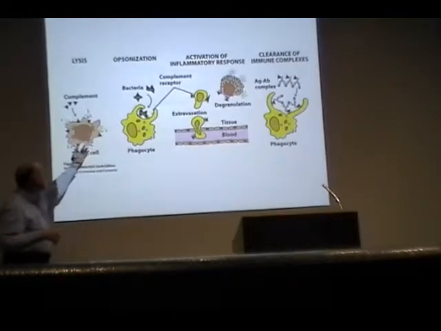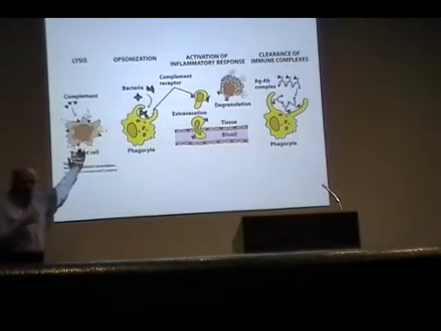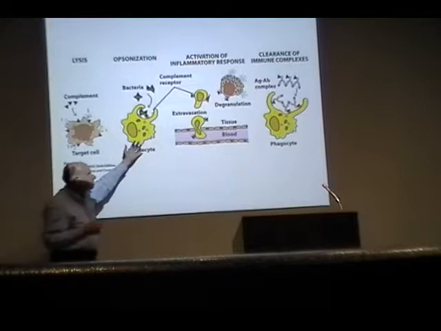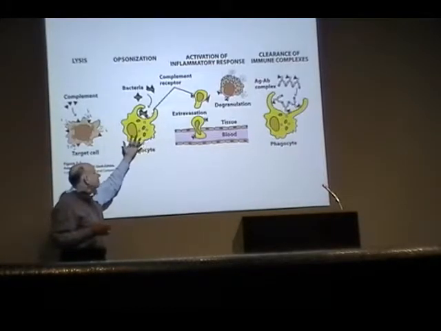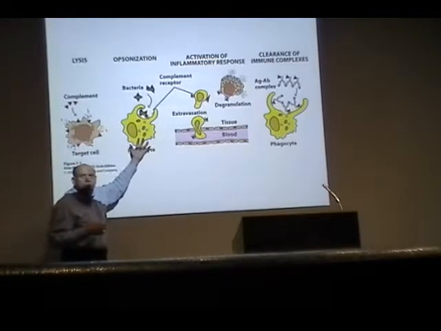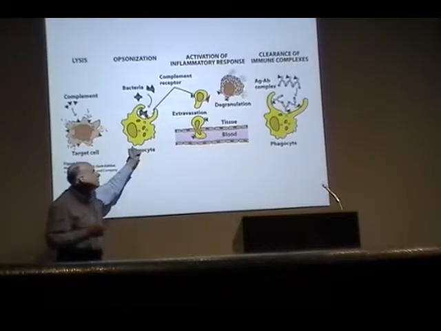So one complement in red can lyse the cell directly, can eliminate the bacteria, because it forms a bridge between the bacteria and the phagocyte, making the phagocyte more efficient.